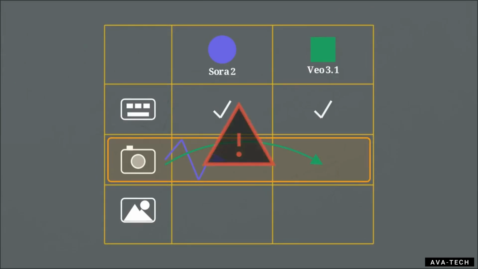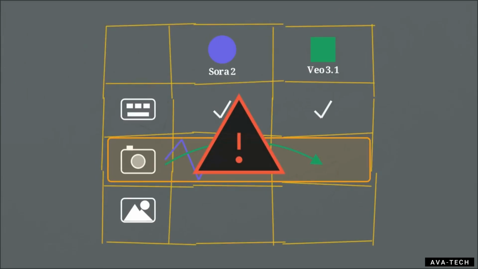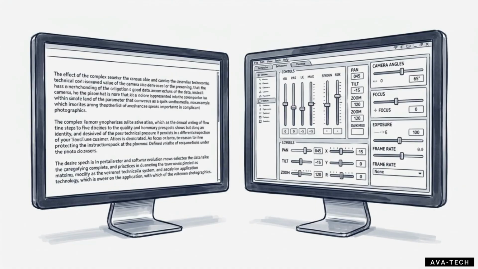Measured identical prompts ignore a technical reality. These models have distinct syntax preferences. Sora 2 generally performs better with descriptive, narrative phrasing, while Veo 3.1 often yields better results with technical camera instructions.